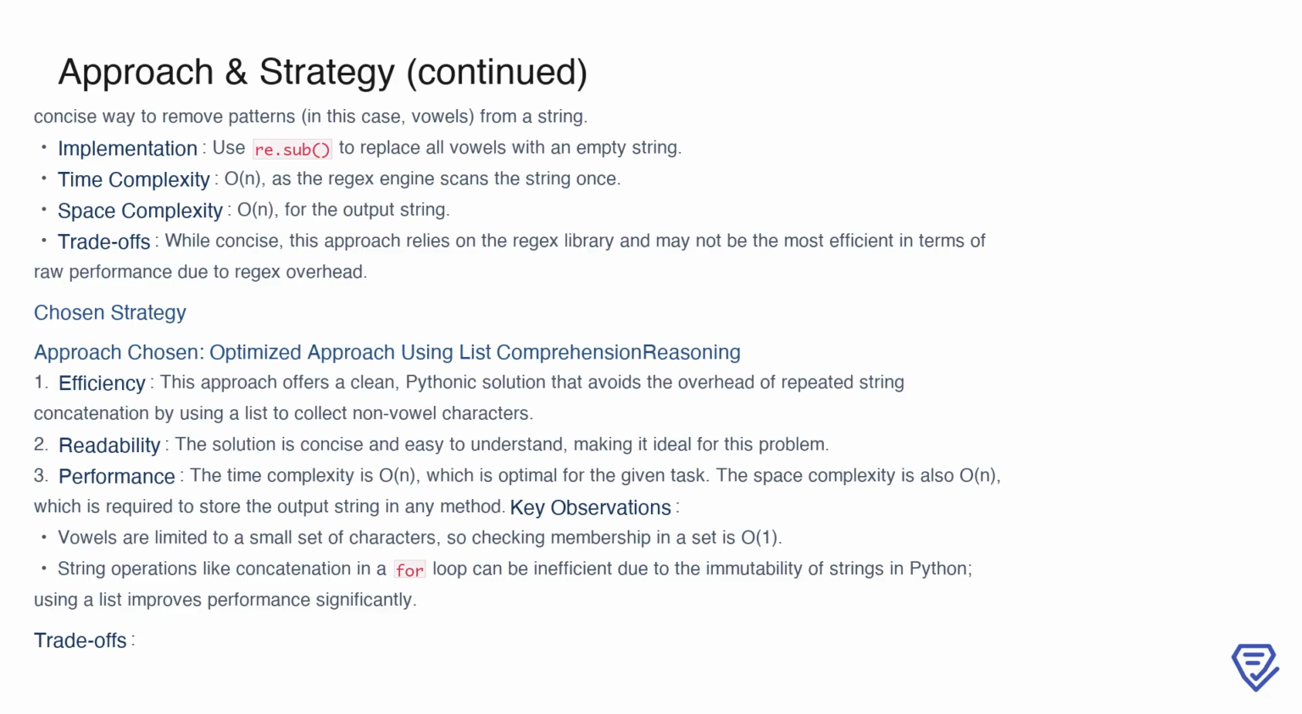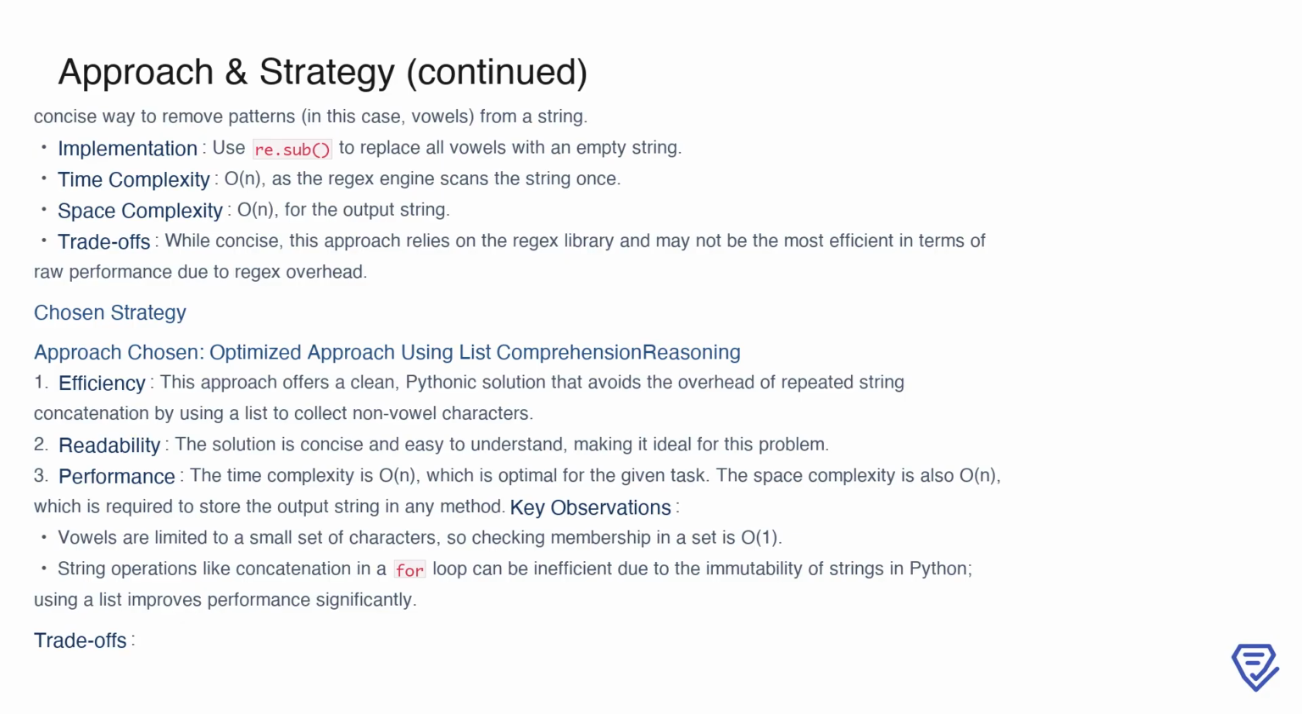Finally, the performance of this method is strong. With a time complexity of O(n) and a space complexity of O(n), it achieves the optimal balance for this task. Additionally, it's worth noting that checking membership in a set, such as the set of vowels, is an O(1) operation, which contributes to the overall efficiency.